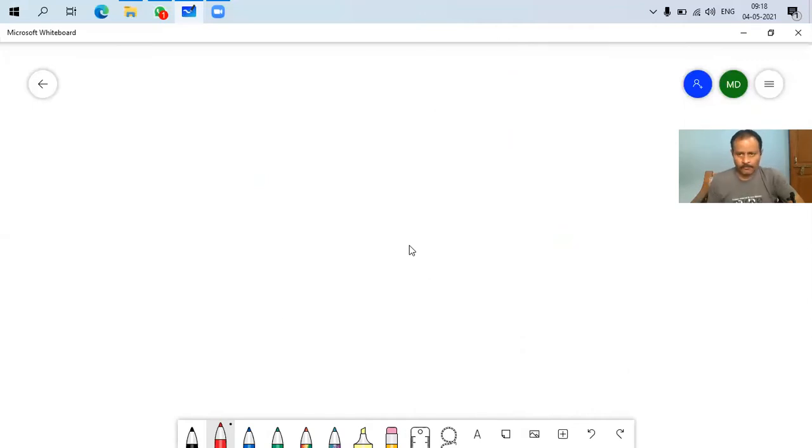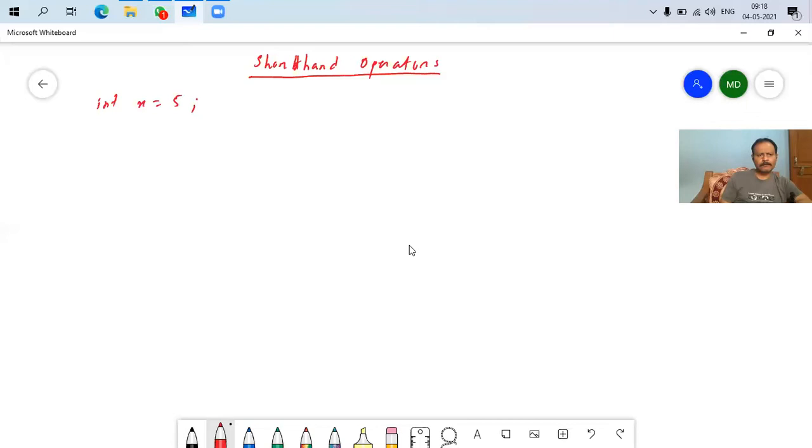Now we are talking about shorthand operators. So what are shorthand operators? These operators consist of two operators together. For example, let us take an example. Correct? There is no problem.